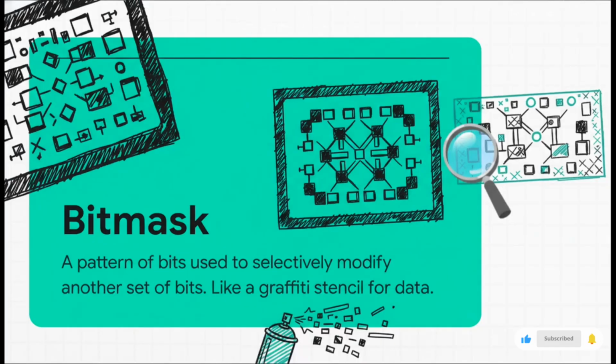A bit mask is really just another number, but it's a number that we've carefully designed. We craft its binary pattern to act like a stencil for spray paint. It lets us isolate, change, or even just read a specific bit in another number, all while leaving the rest of it completely untouched. This is the secret to precise control.